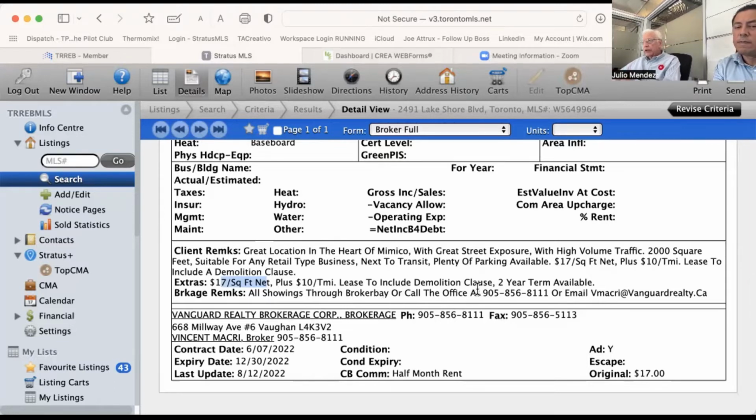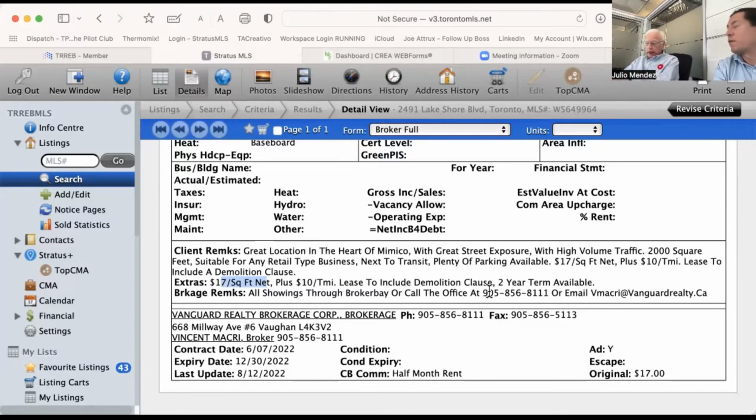Because if I was acting on behalf of a potential retail commercial client, I would ask the listing agent to email an information package on this specific space in the building. Right. So there's none other than all showings to Broker Bay or call the office. Right. And then there was an email provided.